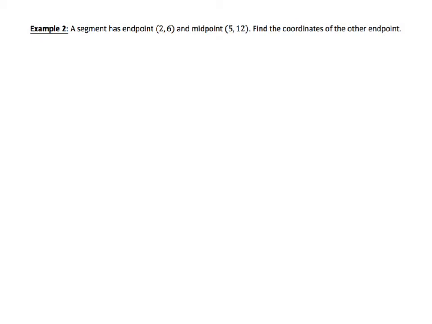This next example is a bit more challenging. This time, we have a segment with an endpoint at 2, 6, and the midpoint is at 5, 12. We want to find the other endpoint. So notice 5, 12 is the midpoint, not an endpoint. So with this, you kind of need to do the formula in reverse. I'm going to show you two different ways to do this same problem. First thing, no matter what method you use, would be to just draw yourself a picture. Let's call the segment AB. And again, we know that the midpoint M is at 5, 12.